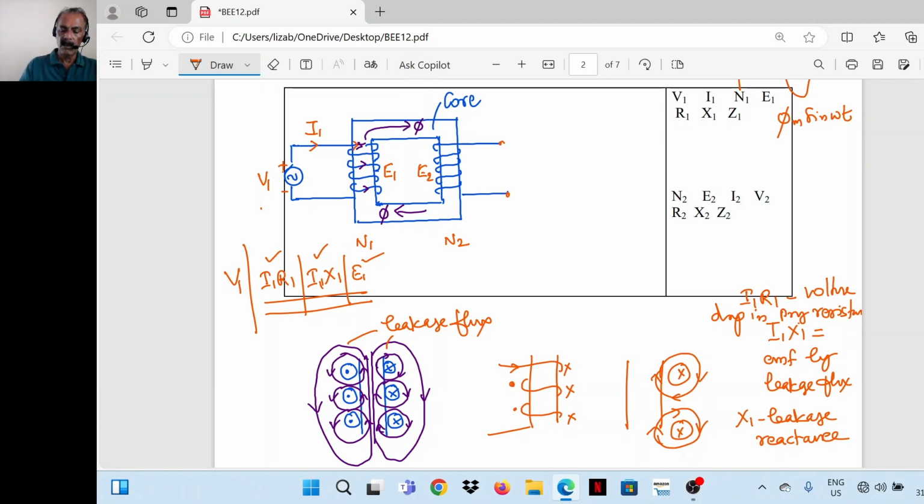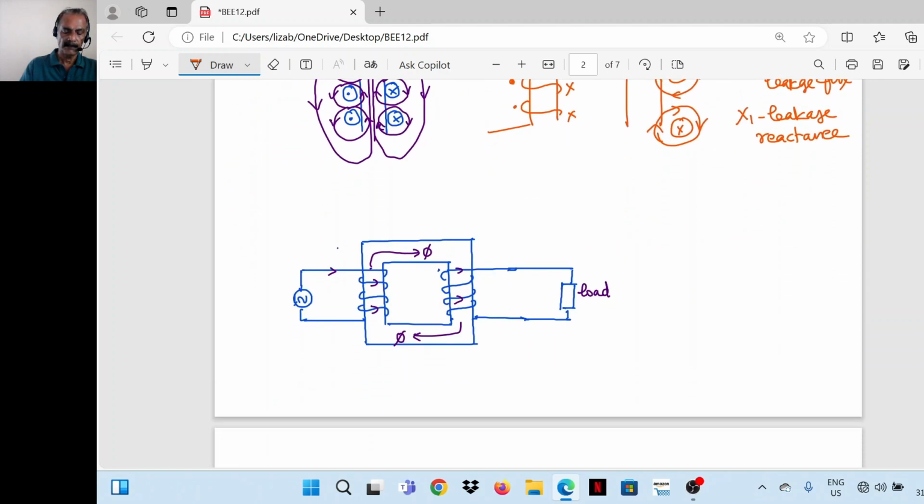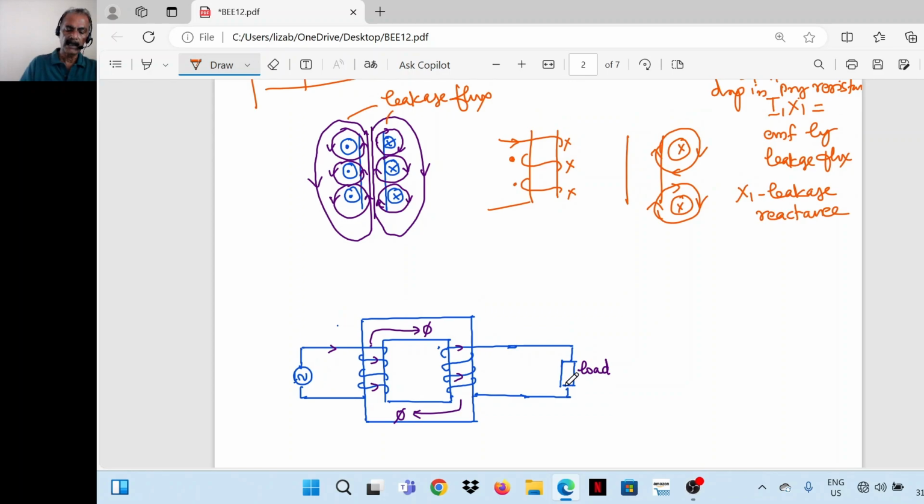Now, when the transformer is loaded, what happens? Let's check. Now, a load is connected to the secondary side. So the applied voltage is V1. It induces a circulating flux phi through the core. It induces an EMF E1 in the primary winding and E2 in the secondary winding. So when a load is connected, it takes a current, say I2. I2 is the current taken by the load.